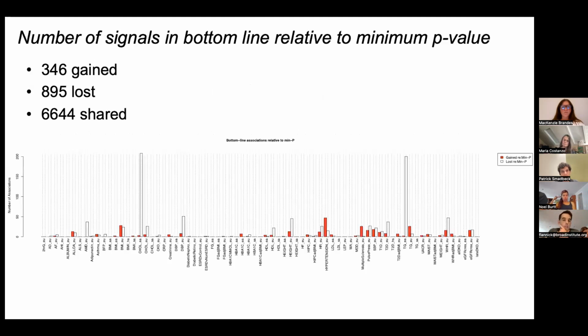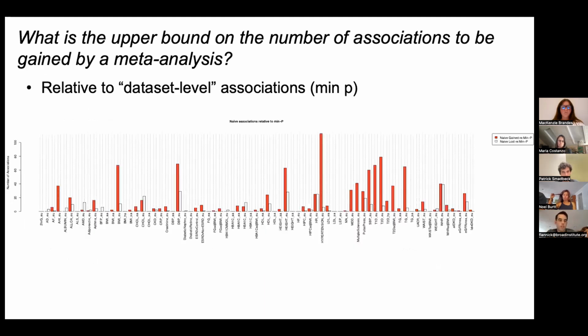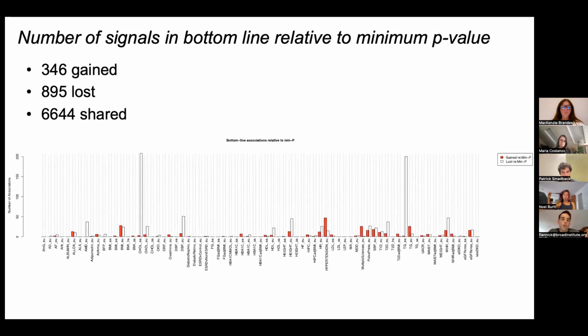So now digging into what the bottom line algorithm actually does, right? Relative to the minimum p-value, you can see this plot looks quite different. The red bars are way smaller, and the white bars, particularly for certain traits like triglycerides and cholesterol, are pretty large. The scale is much higher here, it goes to 200 rather than 100. And the numbers overall are that 6,644 associations are shared. It gains 346 and it loses 895 relative to the minimum p-value.